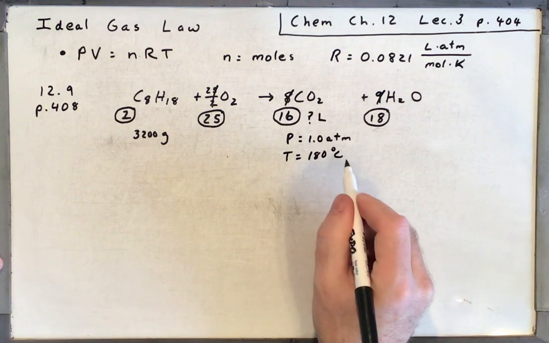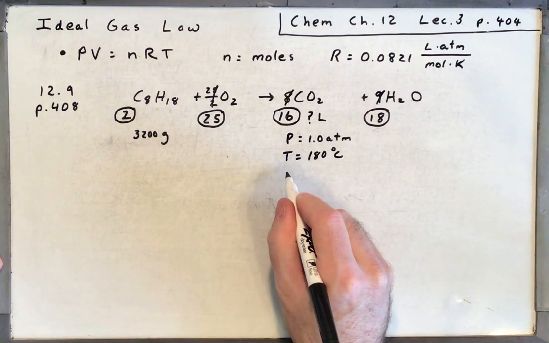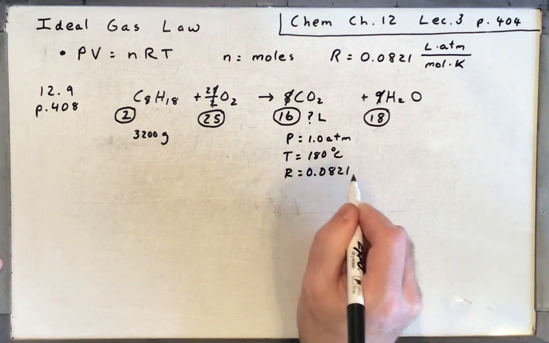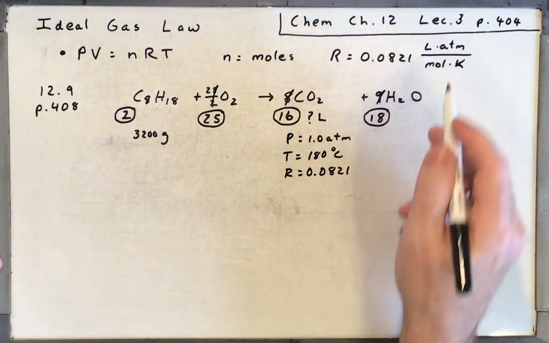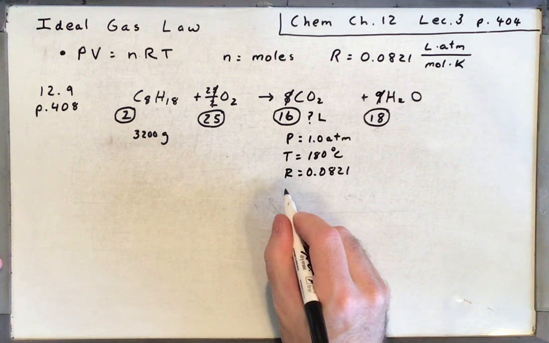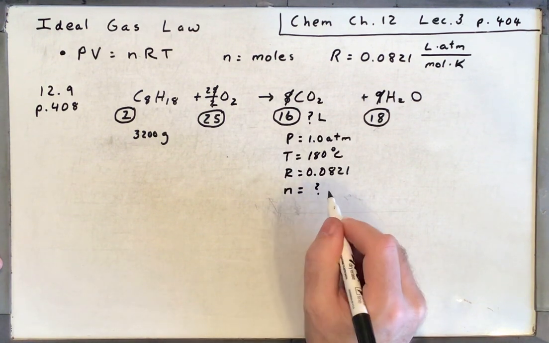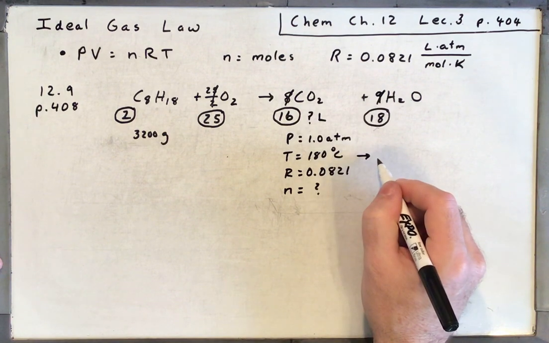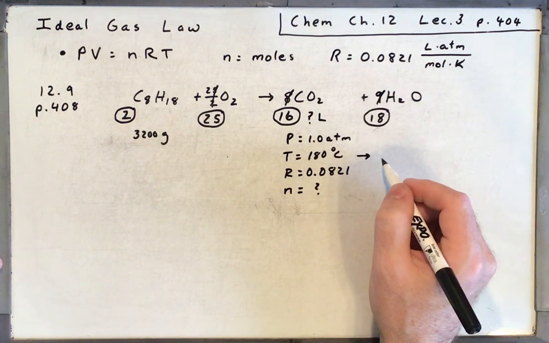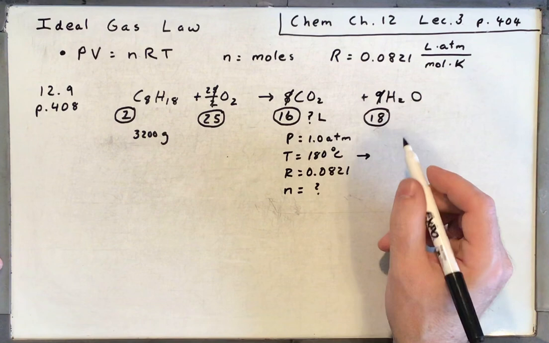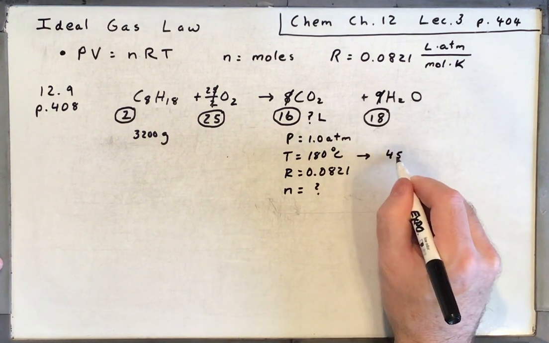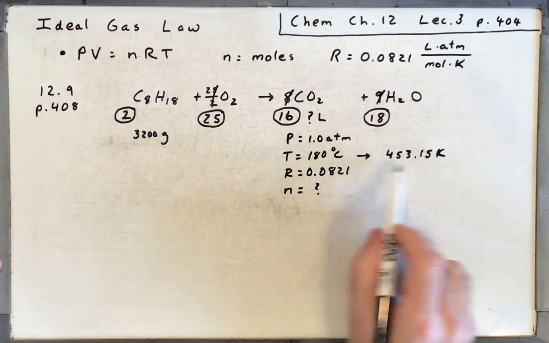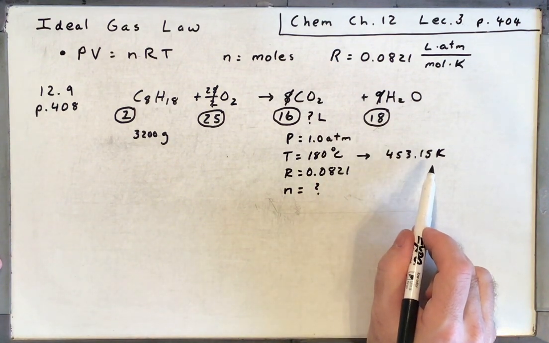Going to have to change that to Kelvin. We know R is 0.0821. We'll put the units in later. For now, I'm just going to leave that. We don't know the moles. And that 180 degrees C is going to be 473.15 minus 20, so 453.15 Kelvin. I'll just go ahead and make that change now.